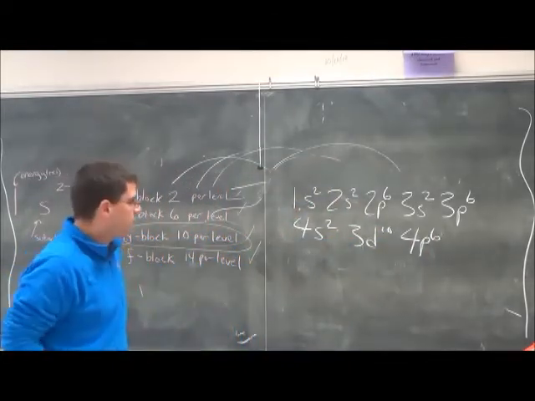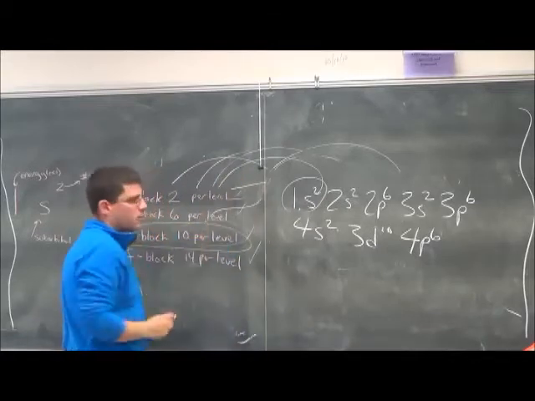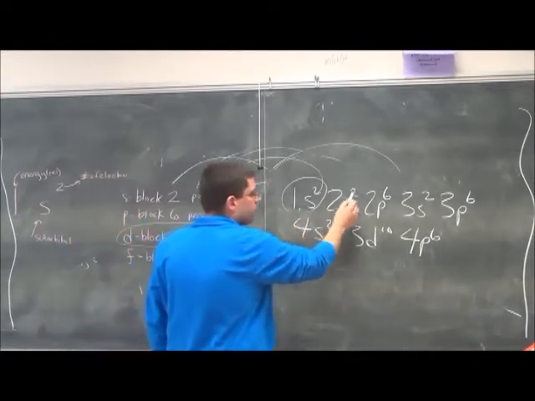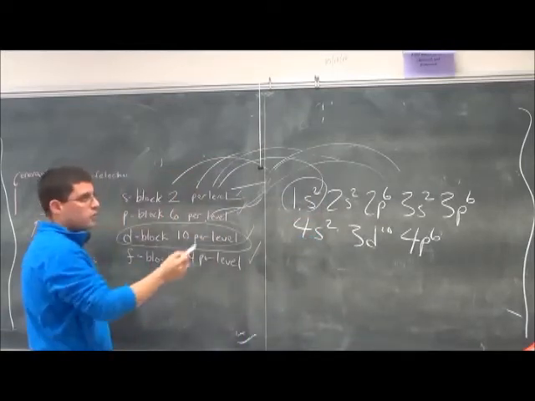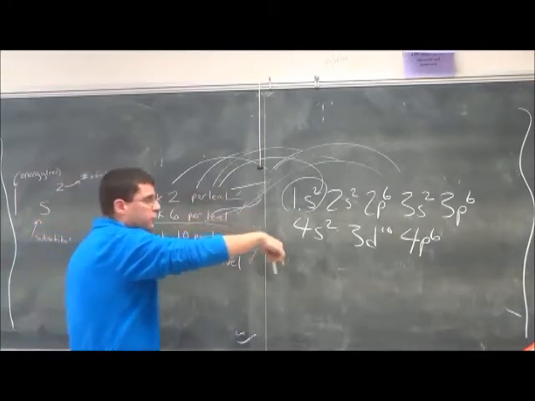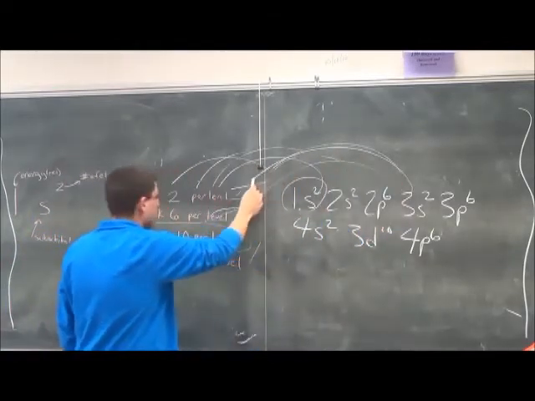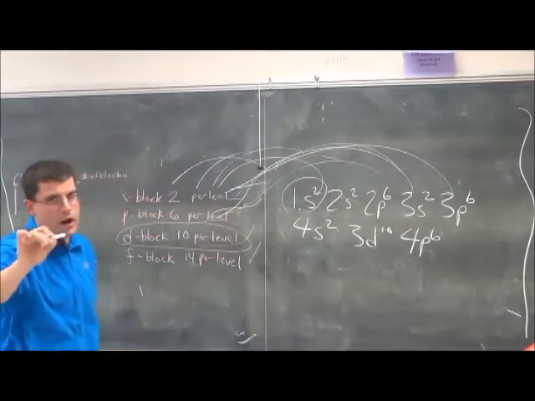Okay, so let's look here. Energy level 1 can hold 2 in the s suborbital. Energy level 2 can hold 8: 2 in the s, 6 in the p. So we're now on energy level 3. Look at that black periodic table, 3s part. We're at sodium, magnesium. 3s2, 3p6. So now we're at 8.